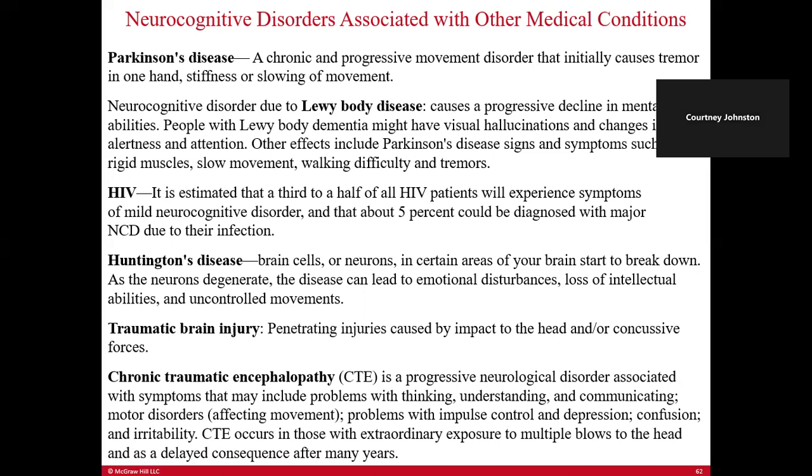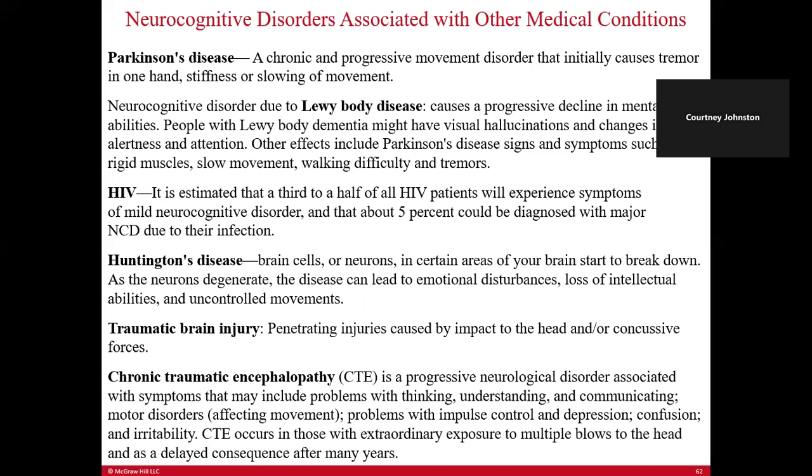And as the neurons degenerate, it can lead to emotional disturbances, loss of intellectual abilities, and uncontrolled movements, akin to dementia-like symptoms. TBIs, because basically the injuries are going to alter the state and structure of the brain, leading to potential dementia-like symptoms.